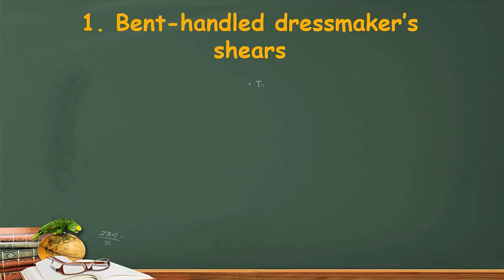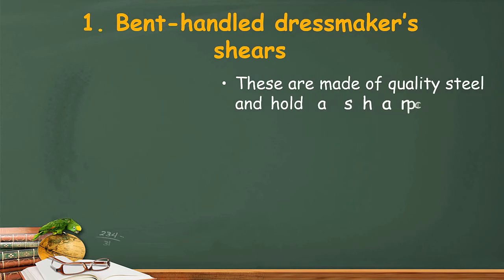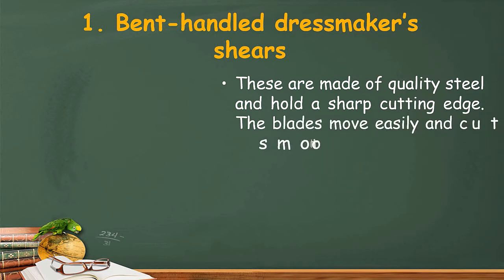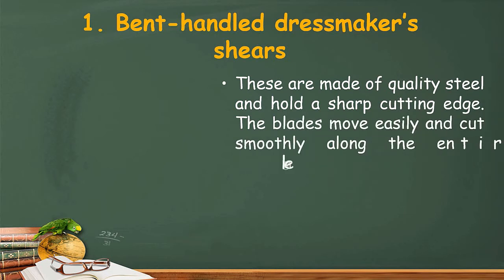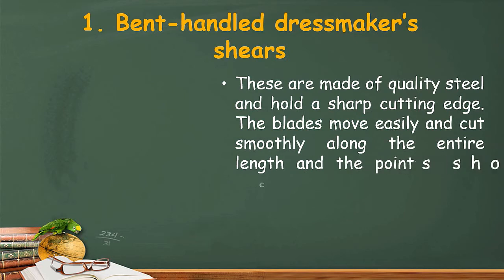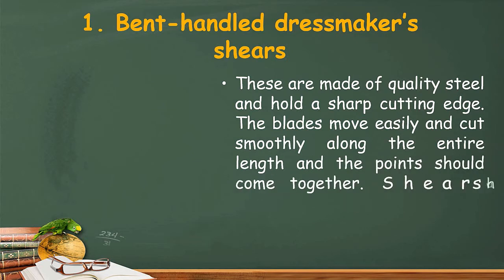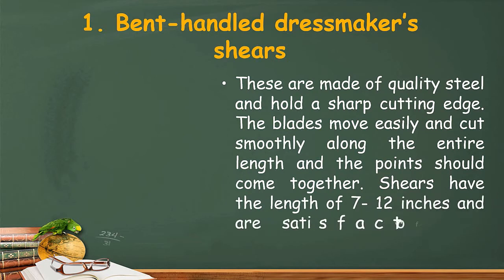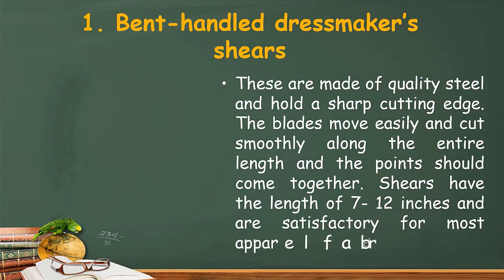Number 1. Bent handle dressmaker's shears. These are made of quality steel and hold a sharp cutting edge. The blades move easily and cut smoothly along the entire length, and the points should come together. Shears have a length of 7 to 12 inches and are satisfactory for most apparel fabrics.